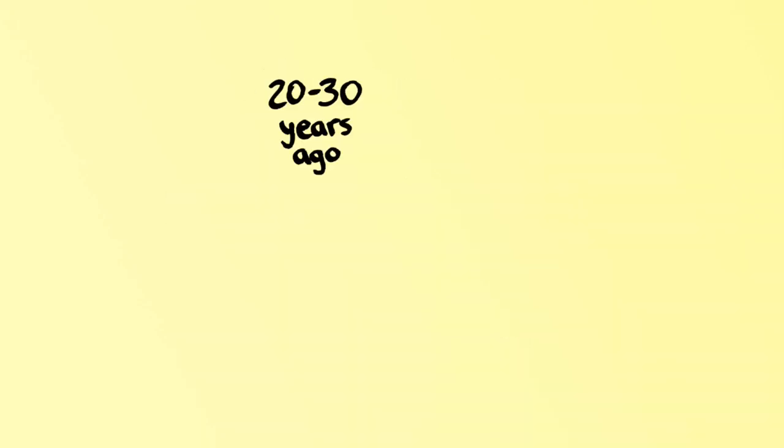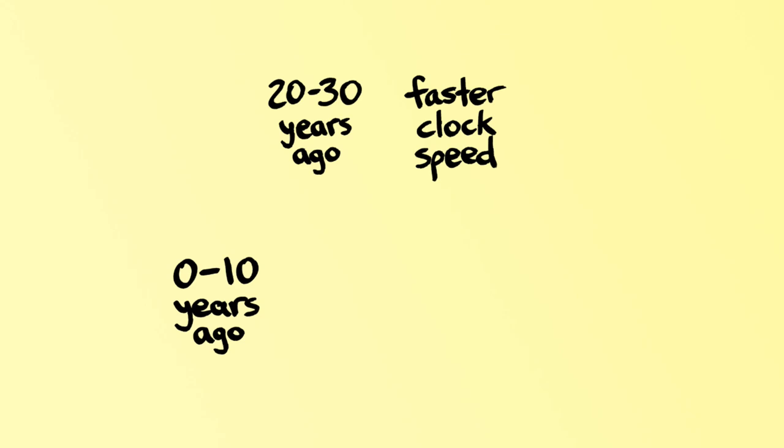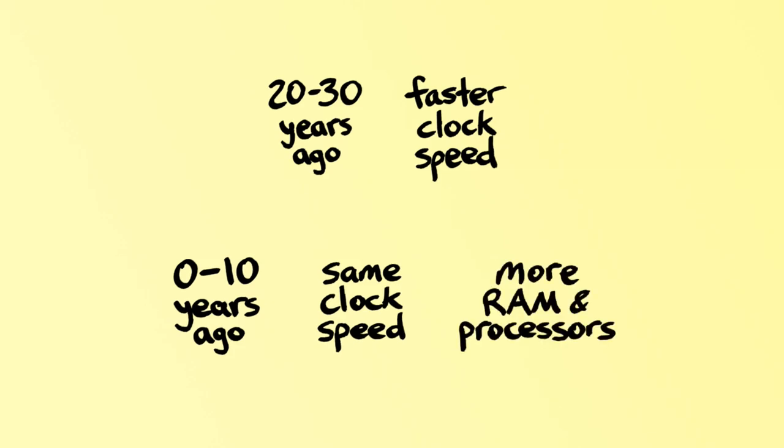Comparing the computers from 20 and 30 years ago, the relatively newer one is much more powerful, largely because the clock speed is much faster. Comparing the computers from now and from 10 years ago, they both have roughly the same clock speed, but the newer one is much more powerful because it has much more RAM and multiple processor cores. That was also very simplified, but the point is one of the most important things to understand in the history and future forecasts of high technology.